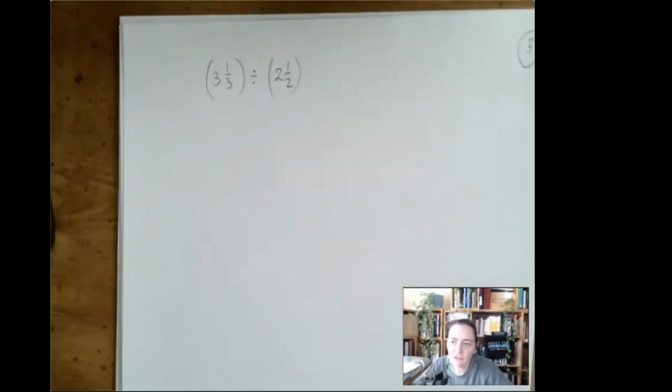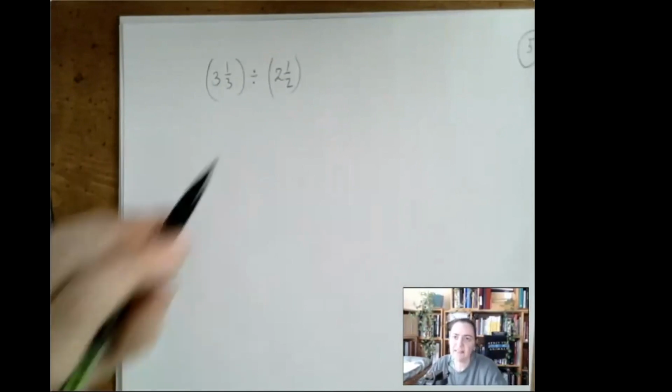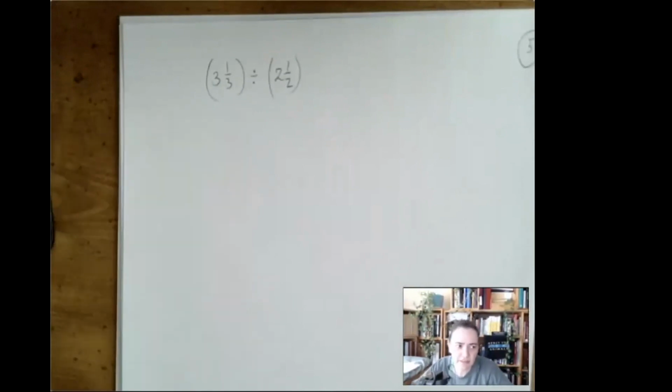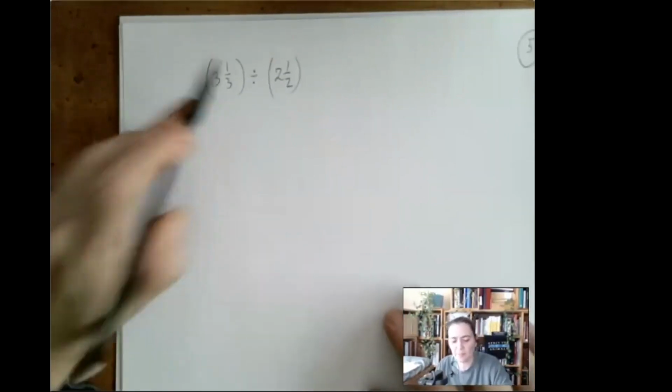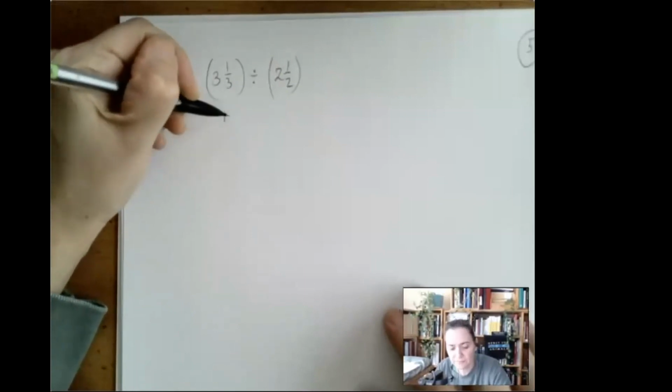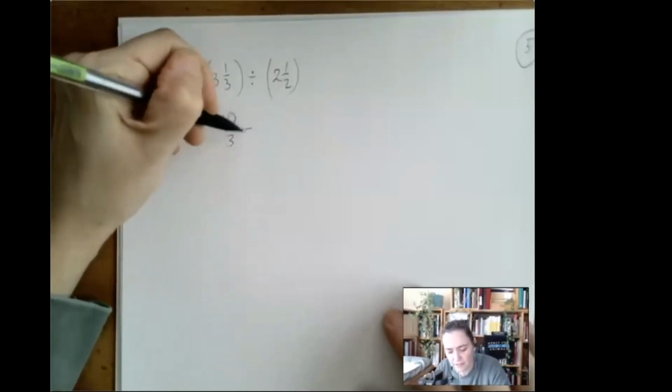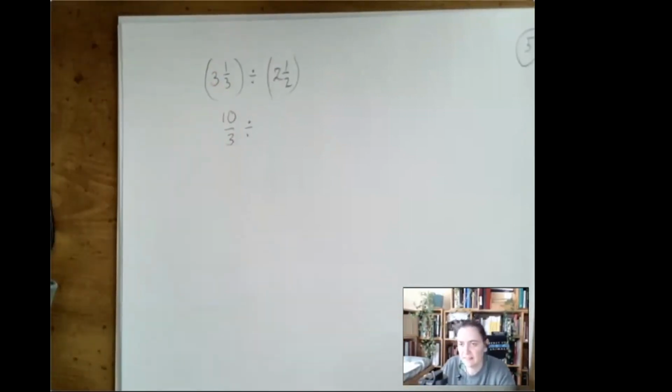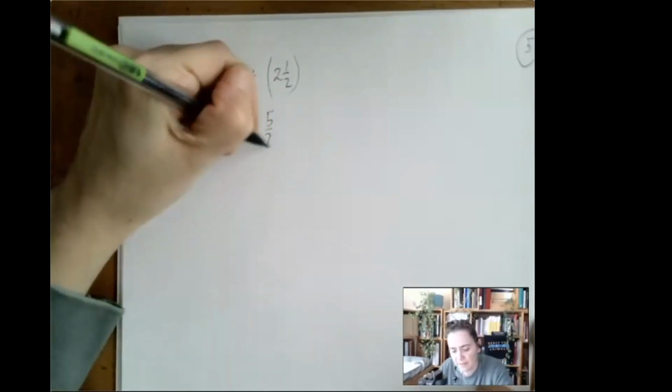So what we have to do is first get rid of the mixed numbers. Rewrite them as improper fractions. What's 3 1/3 as an improper fraction? Right, 3 times 3 plus 1. It's 10/3, good. 2 1/2 is 5 over 2. And now we're ready.